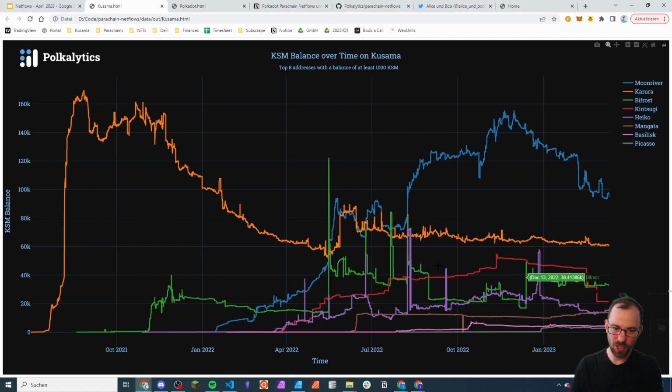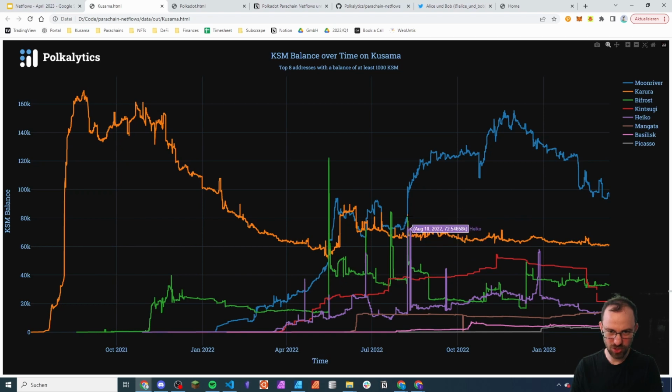Okay, let's move on. We have Kintsugi here. Kintsugi is the Bitcoin parachain on Kusama. Also a nice and steady flow. And then we see Heiko. Heiko from Parallel also has these spikes. You can, for example, see that they're coinciding here, here and here. So there might even be a possibility that some people are liquid staking on both protocols.